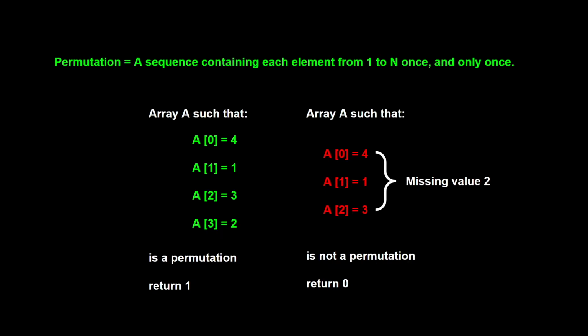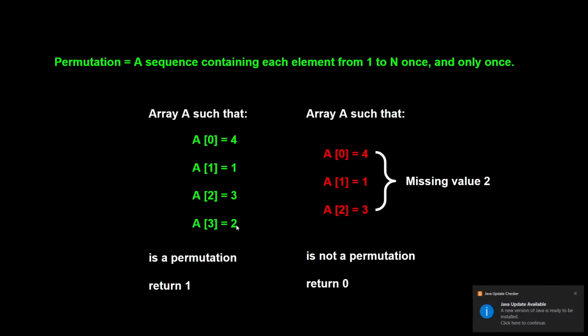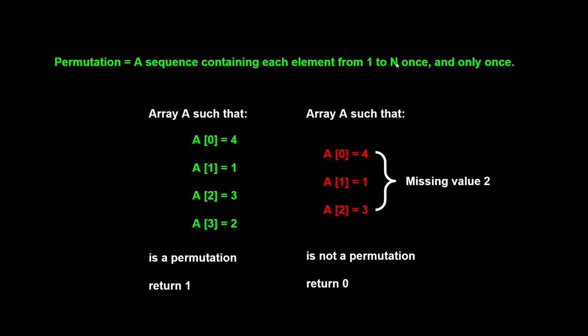So we have a non-empty array A consisting of n integers. And a permutation is defined as a sequence containing each element from 1 to n once and only once. So for example, we have an array A such that A[0] equals 4, A[1] equals 1, A[2] equals 3, and A[3] equals 2. So we see that we have an array of length 4. So that means we should have all the values from 1 to 4 once and only once.